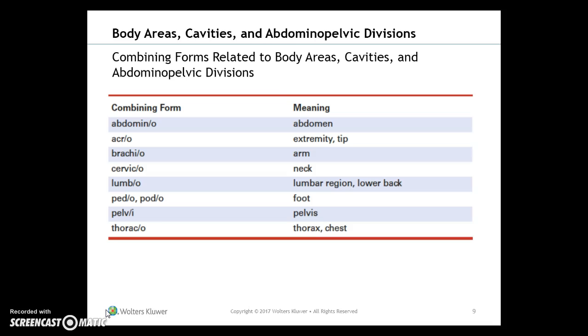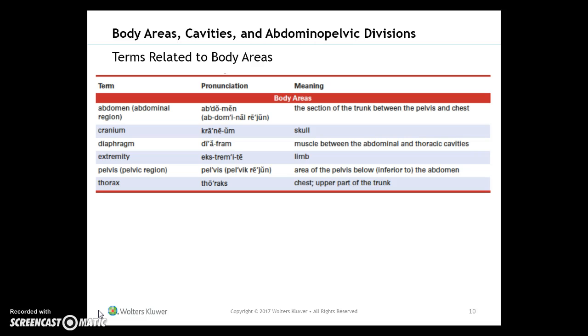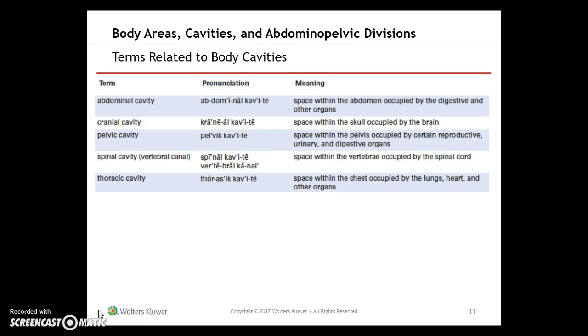So the combining forms are abdomino, acro, brachio, cervico, lumbo, pedo or podo, pelvi, and thoraco. Some terms that you're going to see and need to become familiar with related to body areas are the abdomen or abdominal region, the cranium, the diaphragm, an extremity, the pelvis or pelvic region, and the thorax. And be sure to practice the sample exercises in your book.